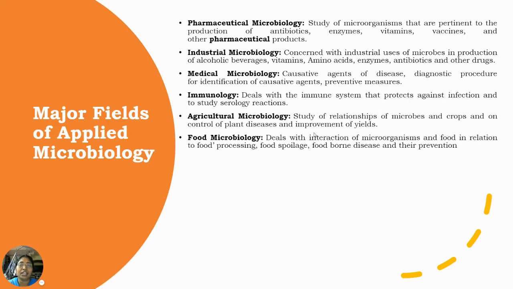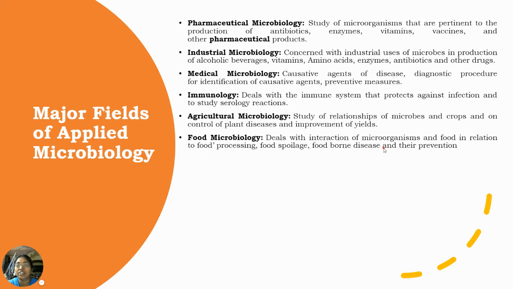The next branch is food microbiology. Food microbiology deals with the interaction of microorganisms and food in relation to food processing, food spoilage, foodborne diseases and their prevention. Under food microbiology also, we can apply microbiology to food. Under food, we are studying the relation.